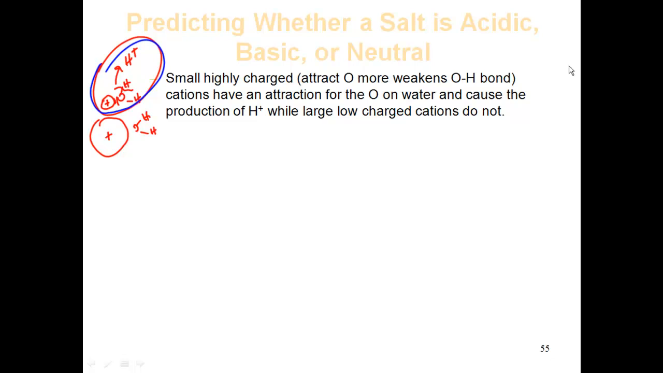Now, what about charge? Look at something with a 3 plus versus something with a 1 plus. Once again, let's compare that to the water. Which one of those is going to be attracted more to the oxygen? The one with the 3 plus or the one with the 1 plus? Well, the higher the charge, the more pull it's going to have. So once again, this is going to pull on that oxygen more, weaken the bond, and cause H plus to come off. So the higher charge one is going to cause that to happen.